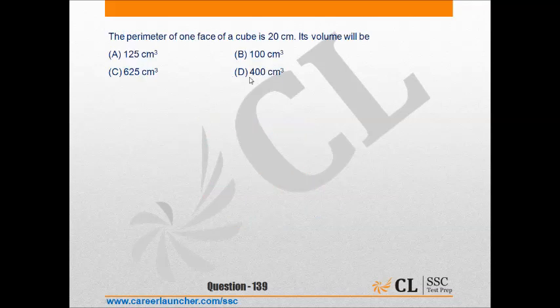The perimeter of one face of a cube is 4a, which is equal to 20, which gives the side as 5, volume as a cube, which is 125.